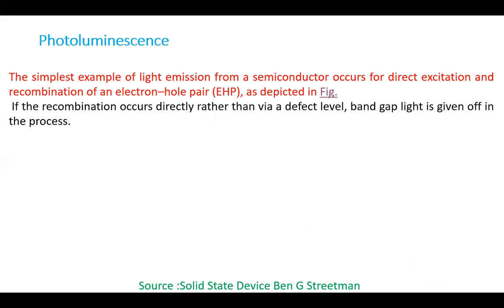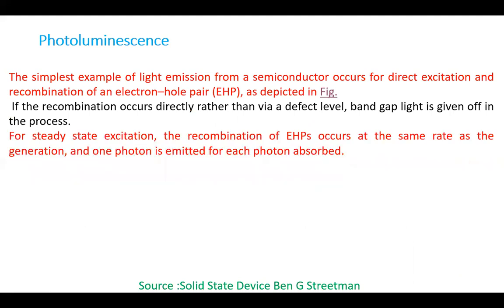Now, if your recombination occurs directly rather than via a defect level, band gap light is given off in the process. Otherwise, what happens when you are having steady state excitation? Recombination of electron hole pairs occurs at the same rate as the generation, as one photon is emitted for each photon absorbed. One photon is emitted, one is absorbed. So these are the two different things: one is steady state, another is recombination.